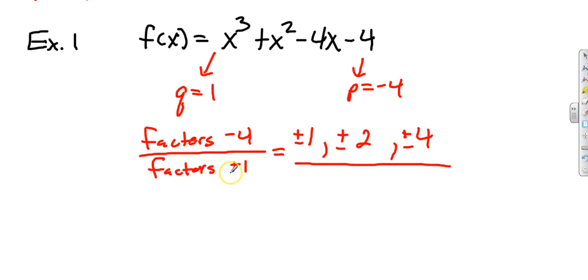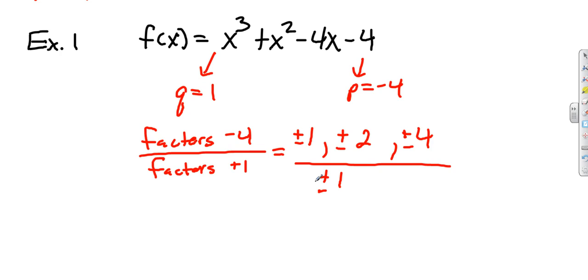And on the bottom, well, there's only one way to get 1, right? It's 1 times 1, so we just need 1. Now, same thing with this one. It could be +1 times +1, but it also could be -1 times -1. So we've got to put plus or minus because, again, we don't know how this thing is going to work out.